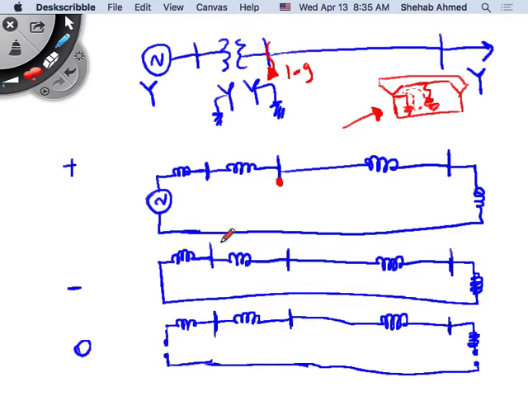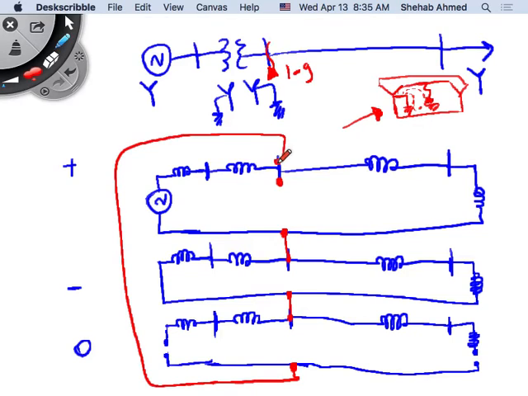If I find a mathematical way to connect these three circuits, then let's say I connect this to here, and I connect this to here, for example, and this to here. If I do that, then, fine, current can flow out of my generator.